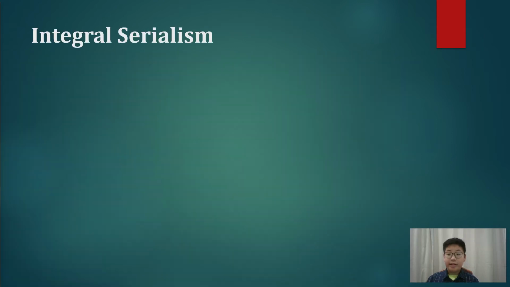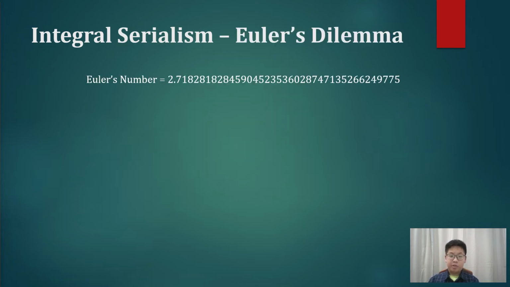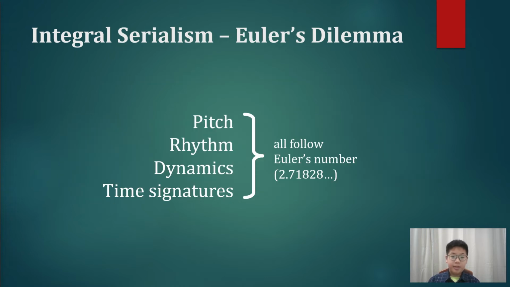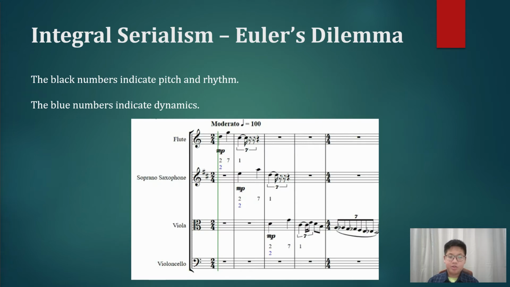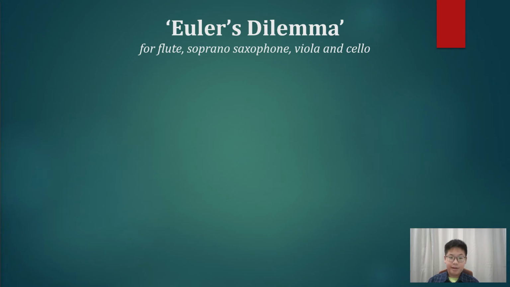We are now going to look at integral serialism, which includes the serialization of other elements other than pitch. One of the main proponents of integral serialism was Pierre Boulez. Using his technique, I composed Euler's Dilemma based on Euler's number. And here is my integral serialism table using Boulez's technique of composition. The pitch, rhythm, dynamics, and time signatures all follow Euler's number. There are some numbers in my score. The black numbers indicate pitch and rhythm, and the blue numbers indicate dynamics. And the time signatures follow Euler's number starting at bar 6. Let us listen to Euler's Dilemma.